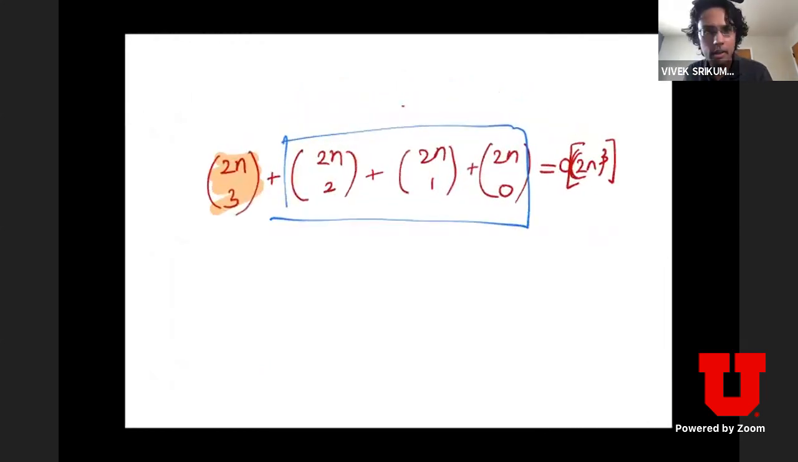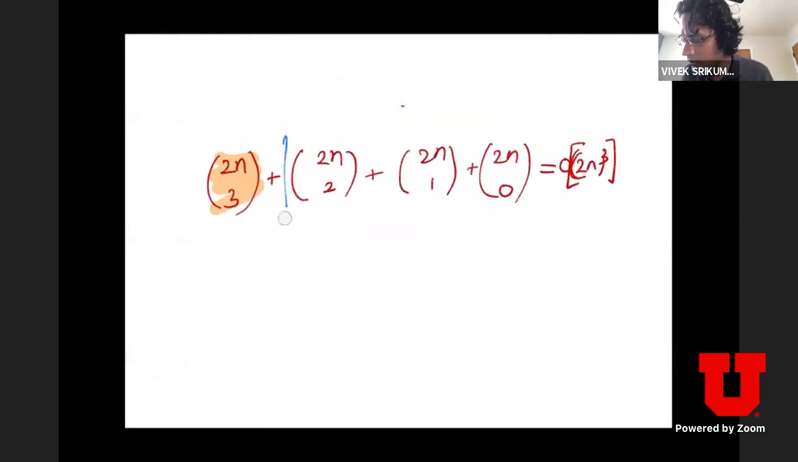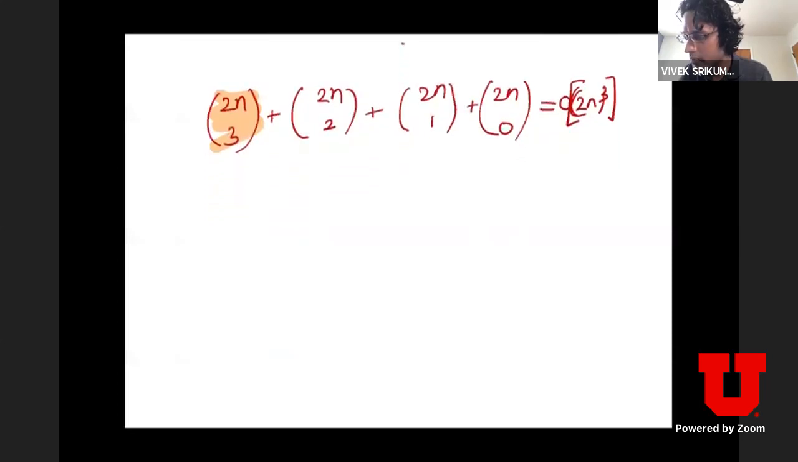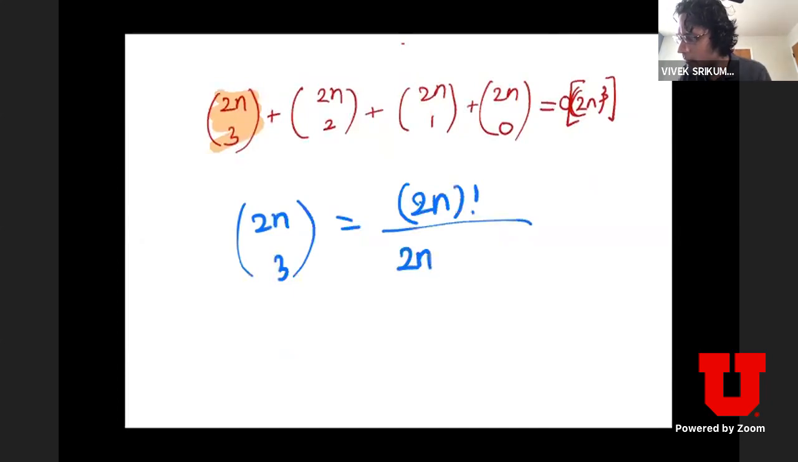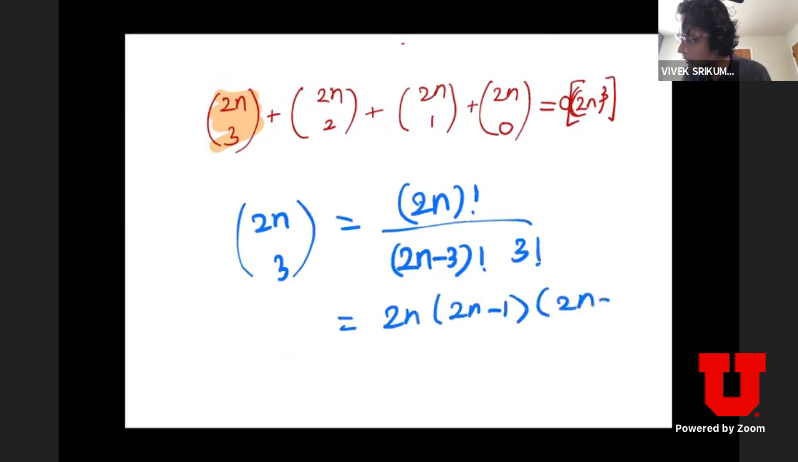So you have this quantity here. Let's only look at the first term because that's the only thing that really matters. So 2n choose 3 is 2n factorial divided by (2n minus 3) factorial times 3 factorial, which is 2n times 2n minus 1 times 2n minus 2, divided by 3 factorial.